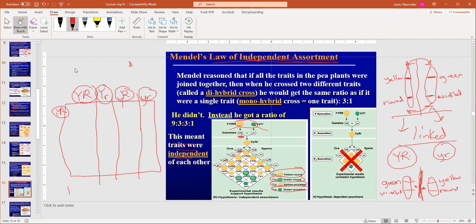9-3-3-1 ratio. And so this ratio, 9-3-3-1, this one has both dominant traits. These have one each dominant and recessive. So this could be yellow and wrinkled, or green and round. And then this one, this 1/16, has both recessive traits. So this is called a dihybrid cross. Remember, a hybrid is two, one of each, like a heterozygote; hetero and hybrid are the same. And so it has both yellow and green and round and wrinkled in the same cell. And that's why we call it a dihybrid cross.